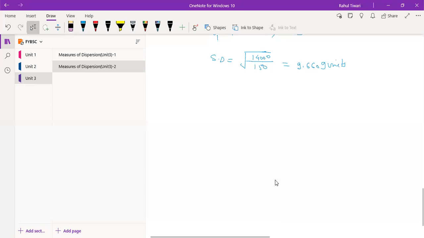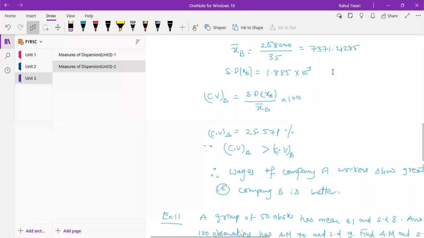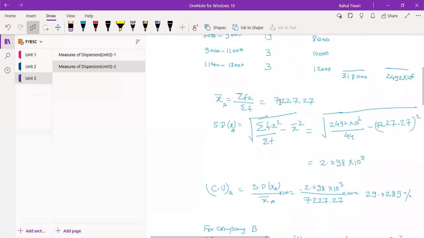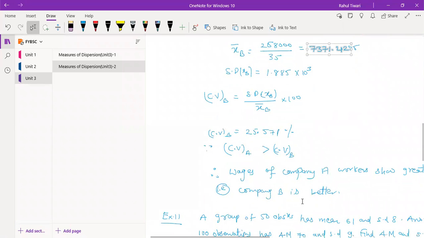Compare their mean. जैसे मैंने मीन यहाँ पे क्या किया है, देखो, इसका मीन आ रहा है 7,200, और इसका मीन आ रहा है 7,300. That means I told that company B is better here. So whenever they are comparing companies, which company is better, better in average, we have to always use the mean. You have to compare their mean.